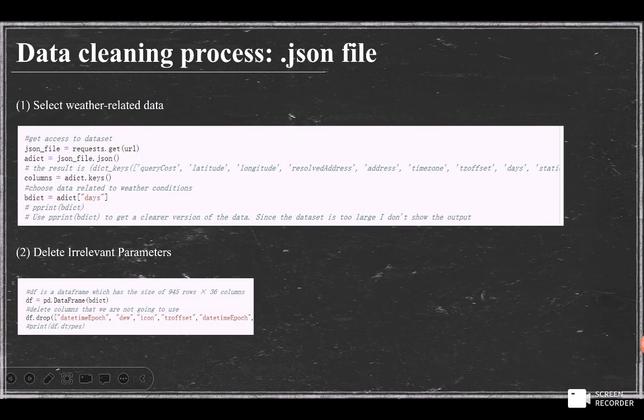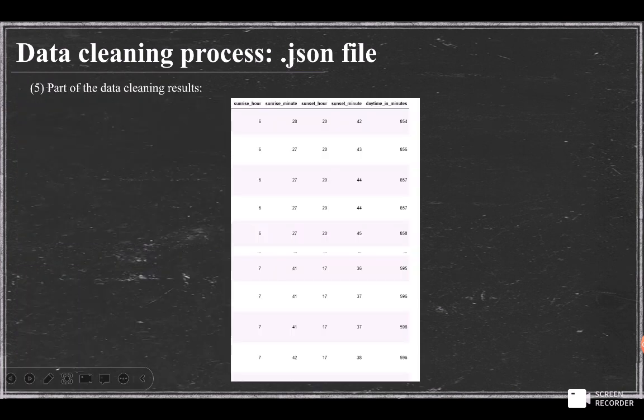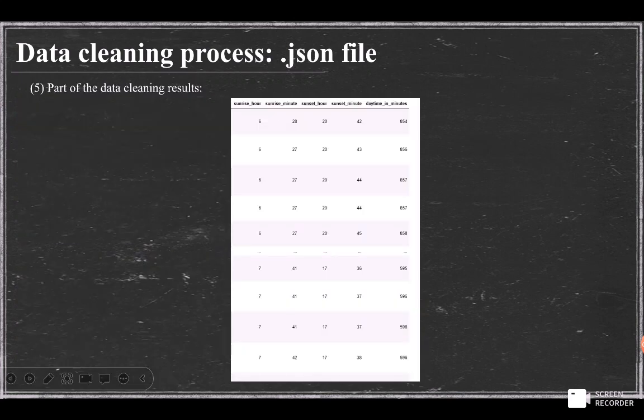For the weather file, we chose the keys that we want to use and dropped irrelevant parameters like icon and offset. Then we calculated the exact time of sunrise by splitting the daytime by the colon and choosing the first and second items separately, so we get a column that shows just the hour and one that shows just the minute. Lastly, we calculated the amount of daylight each day with some arithmetic, multiplying the hour by 60 to get minutes and adding them up. The answer looks like this. It shows the daytime in minutes for one day.